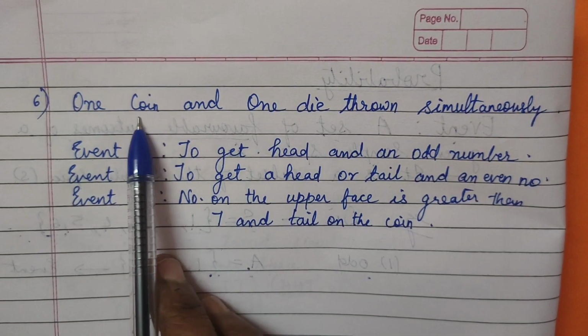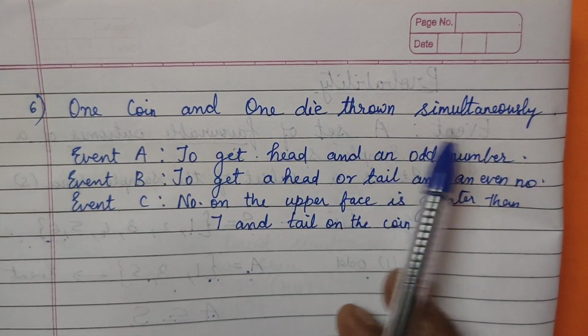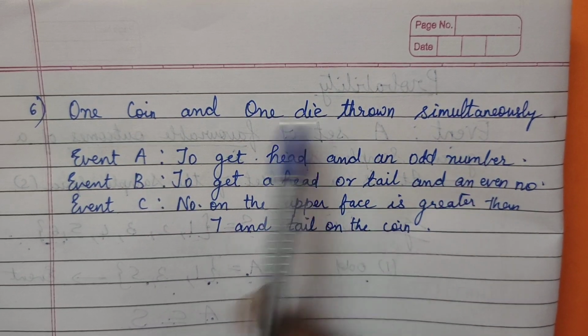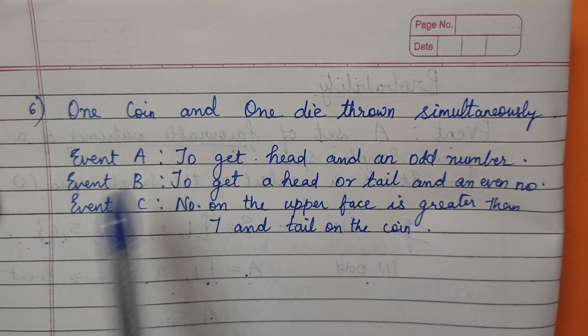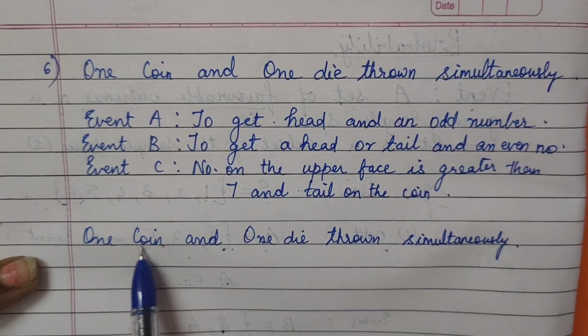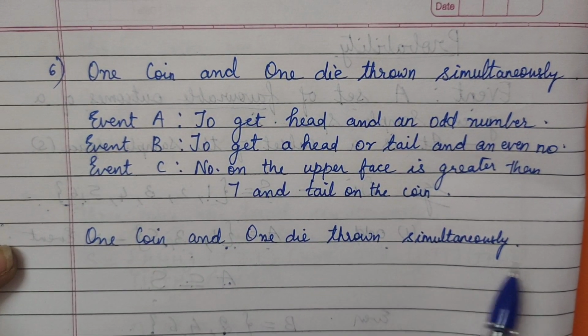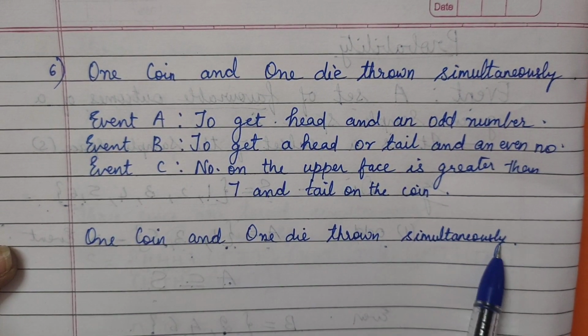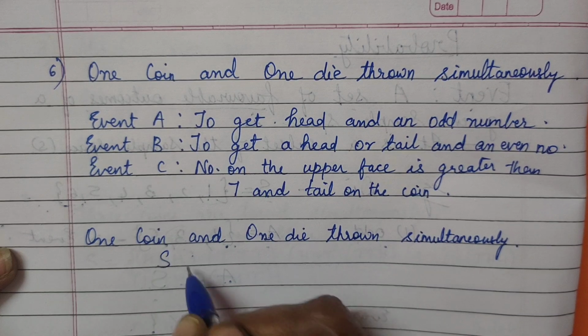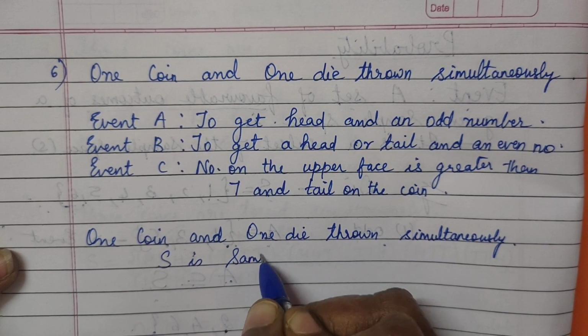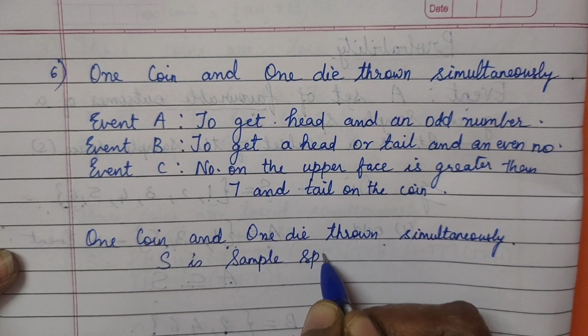The question: one coin and one die thrown simultaneously. Okay, coin and a die. Now event A. So what is an experiment? The one coin and one die thrown simultaneously. Always start with an experiment, then write S is the sample space. This is the right method to write in the exam also.